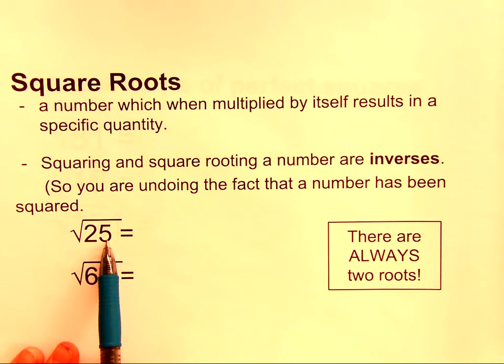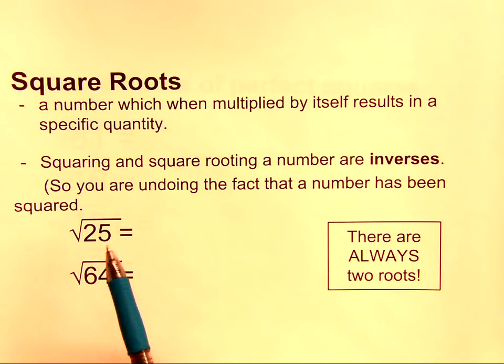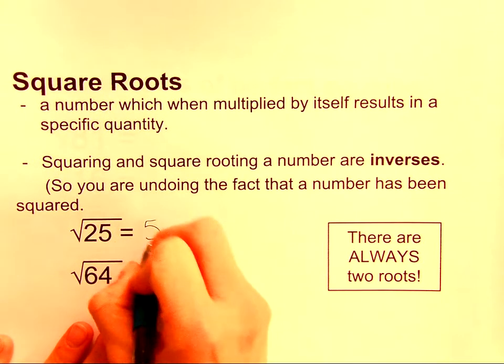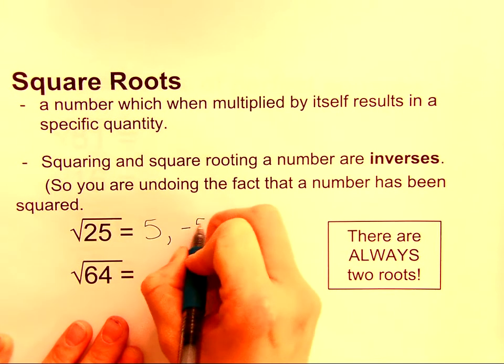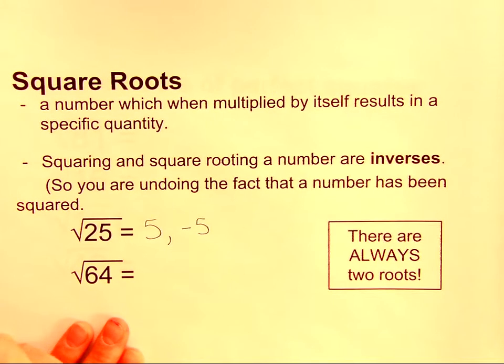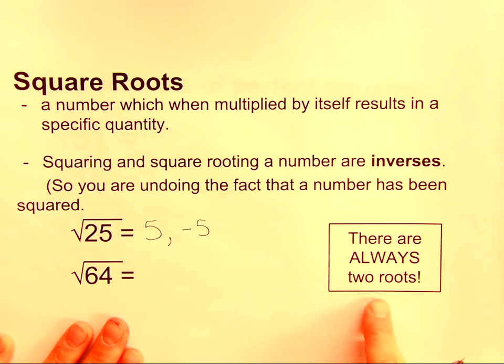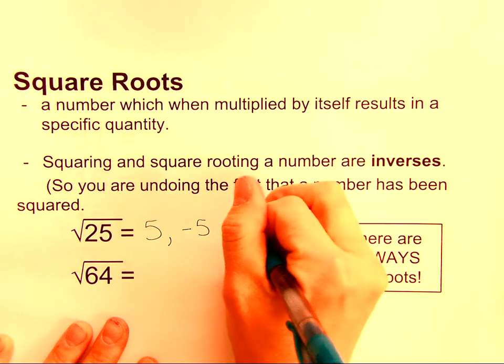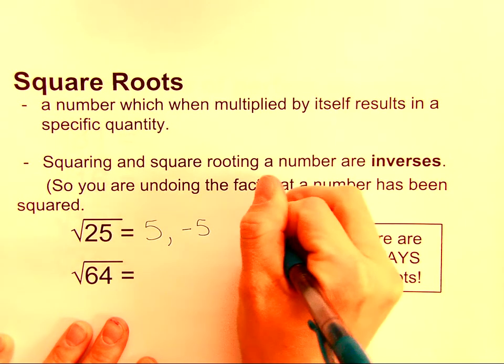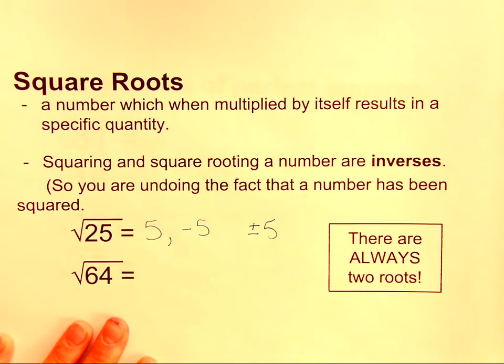So take the square root of 25. We're thinking, well, what number times itself gives me this 25? So you should know from our last lesson that 5 times 5 is 25. But also, negative 5 times negative 5 is 25. So there are always two roots, the positive and the negative root. So you can list them out like this, or oftentimes you'll see positive, negative 5, and we'll include both answers in one spot like that. So either way will work.